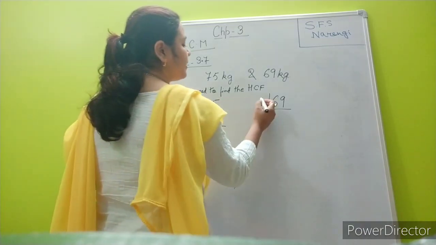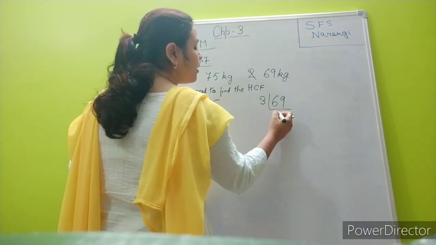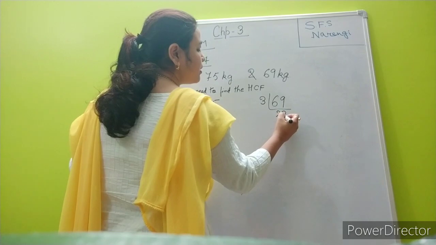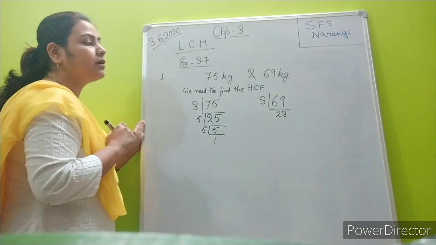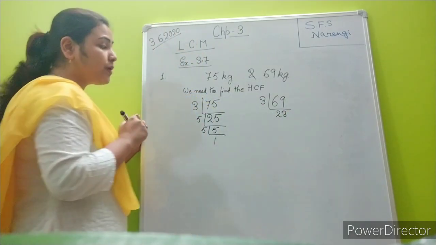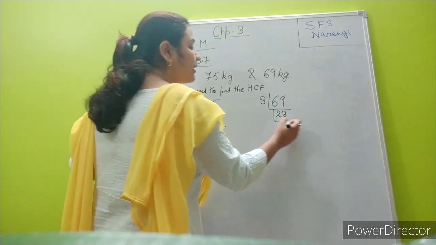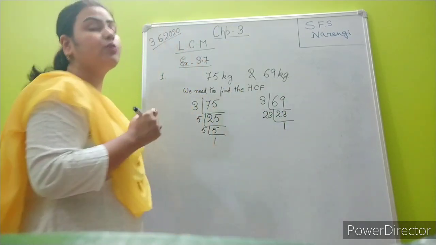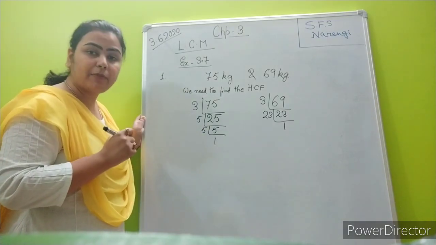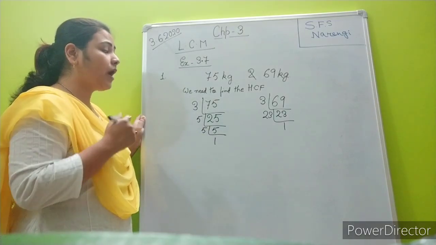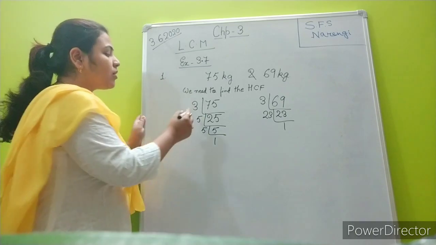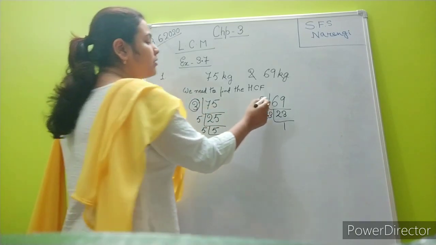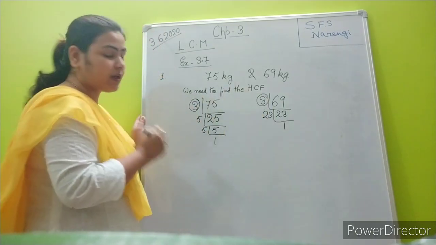Now for 69, it will go by 3. 3 2 ja, and 3 3 ja 9. Now 23, we already know that 23 is a prime number. Yes or no, children? We already know that 23 is a prime number. So what can we do? Which is the common one? The common one is 3.